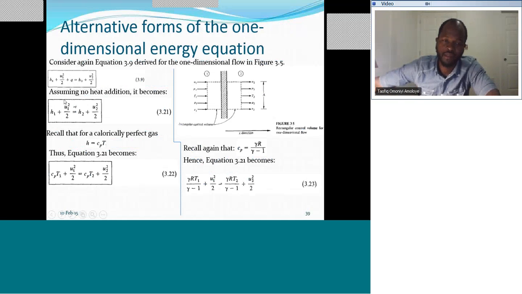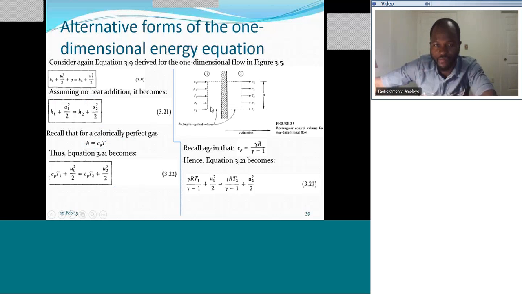That is just the statement of the conservation of energy: h1 plus u1 squared over 2 equals h2 plus u2 squared over 2. The specific enthalpy plus the specific kinetic energy in the first state is constant, so the total energy in the first state is equal to the total energy in the second state. But we remember that for a calorically perfect gas, the specific enthalpy is just equal to the product of Cp and T. That means we can substitute for specific enthalpy in equation 3.21, putting Cp T in place of h. So we have Cp T1 plus u1 squared over 2 equals Cp T2 plus u2 squared over 2.